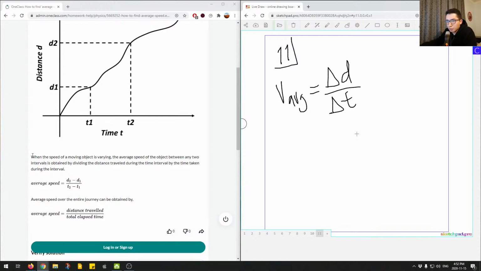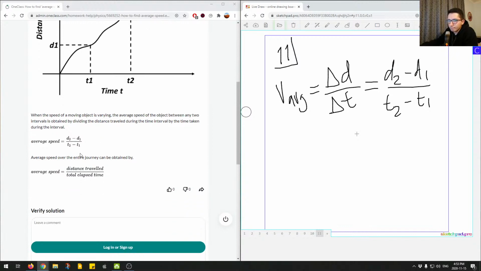So let's run through Janine The Tutor's explanation. When the speed of a moving object is varying, the average speed of the object between any two intervals is obtained by dividing the distance traveled during the time interval by the time taken to travel. So delta d over delta t, which is also the same as saying d2 minus d1 over t2 minus t1. This is just saying at position 1, at position 2. So this is kind of a word equation: average speed is distance traveled over total elapsed time.